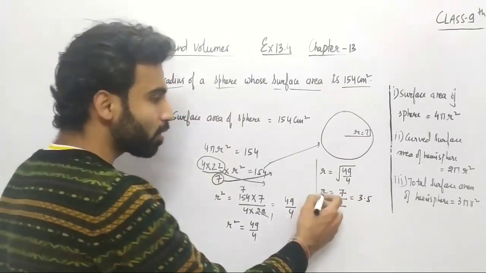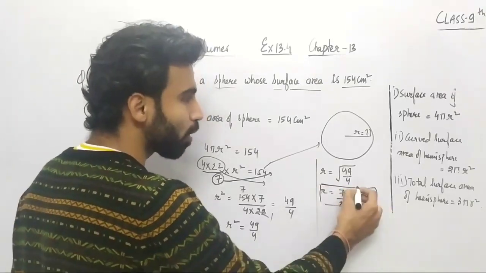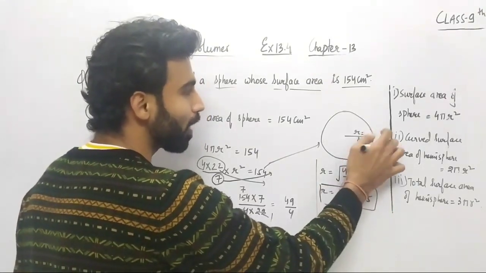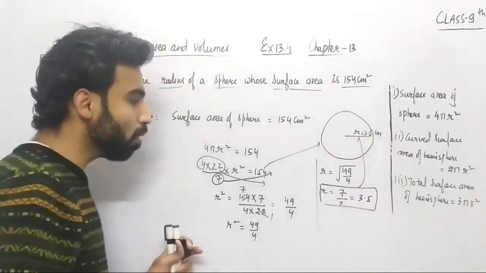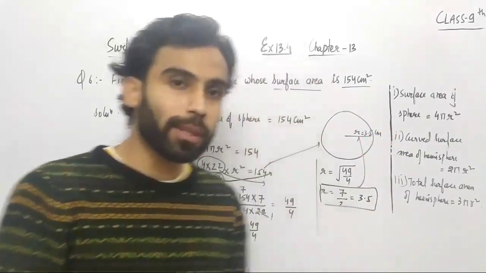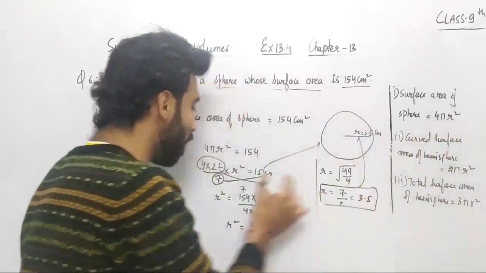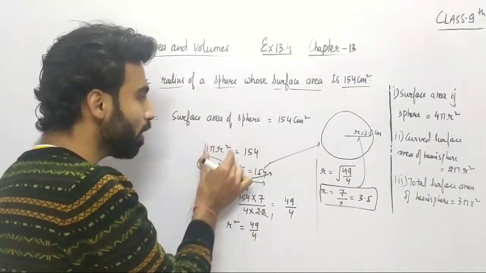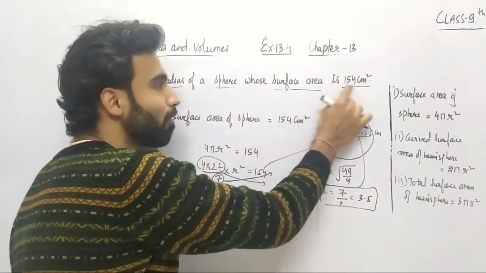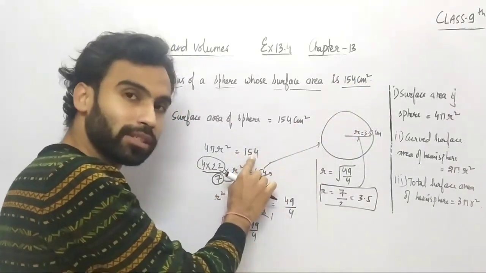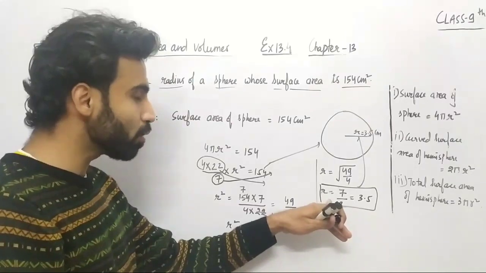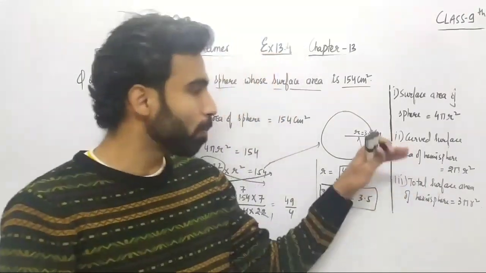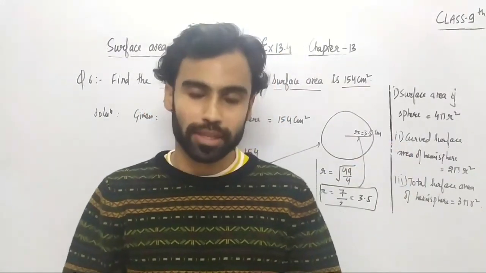सो द रेडियस ऑफ द स्फीयर विच वाज रिक्वायर्ड हियर, that is what we have calculated, that is 3.5 centimeters, right? So quite easy, just you have to simply apply the formula of the surface area of sphere, and already you can see the surface area is given, so simply equate it with this, and solving this will give you the answer, that is the radius of this sphere, right? So that was all in this question here.